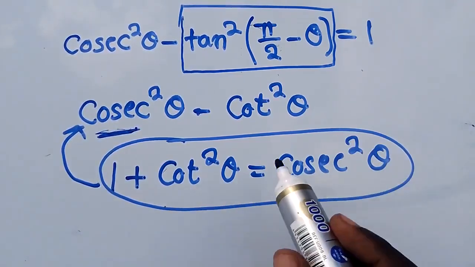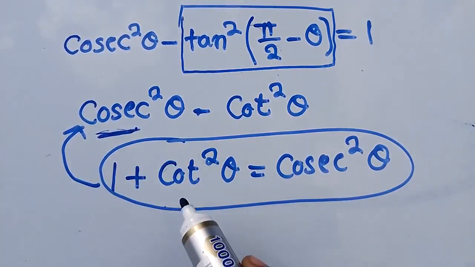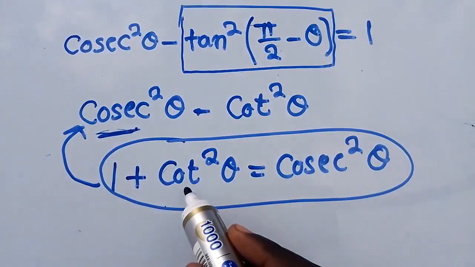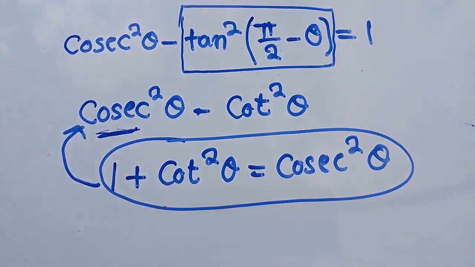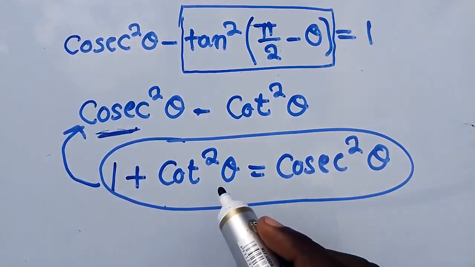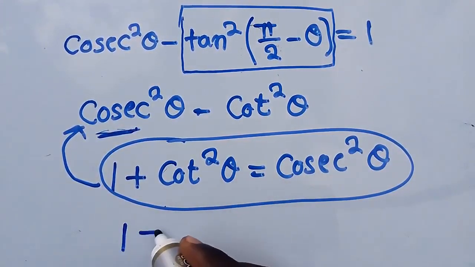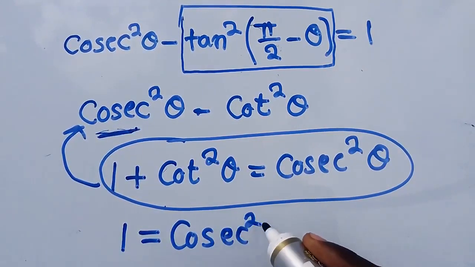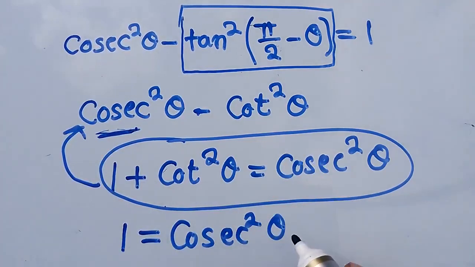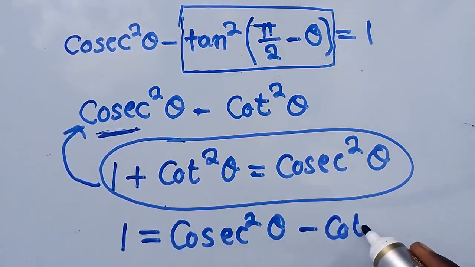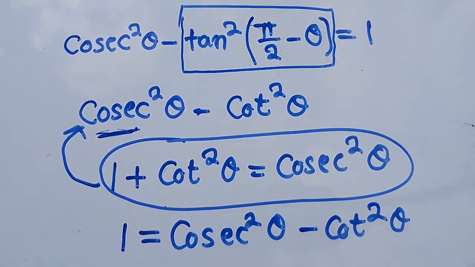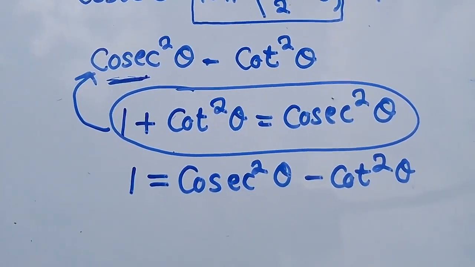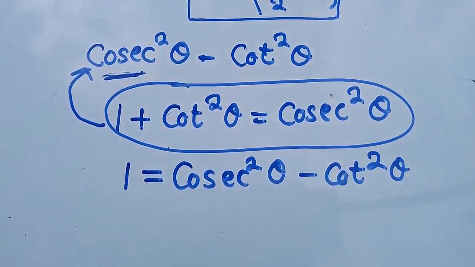So I want to bring out a point here. When we take the cot squared theta term to the other side of the equation, what are we going to have? We are going to have 1 is equal to cosec squared theta minus cot squared theta. This is what we are going to have.